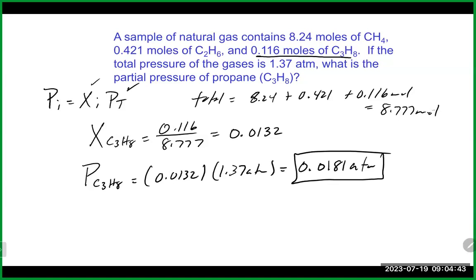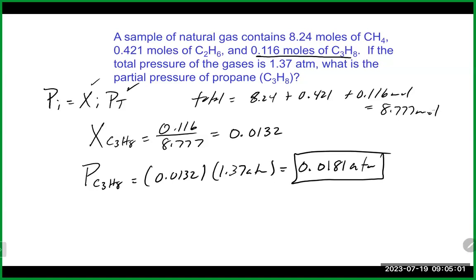You could obviously do the same thing for the other two gases there, get the mole fractions of each of those and multiply them by the total pressure. It's really the percentage that's available there of the total pressure. Any questions on that one? Obviously, a variation of this is you have things in grams, got to go grams to moles and then get the mole fraction and stuff like that.